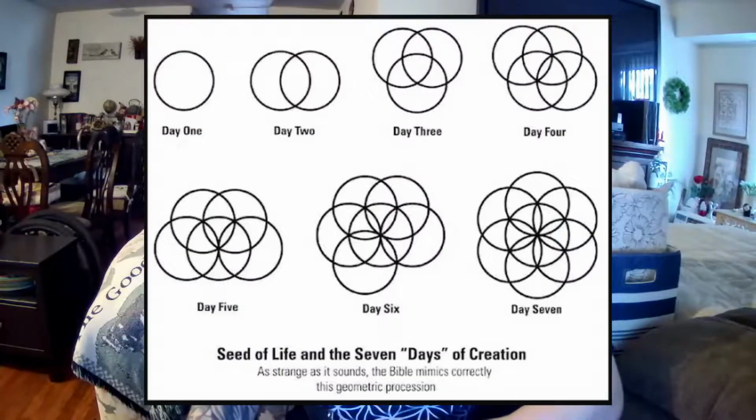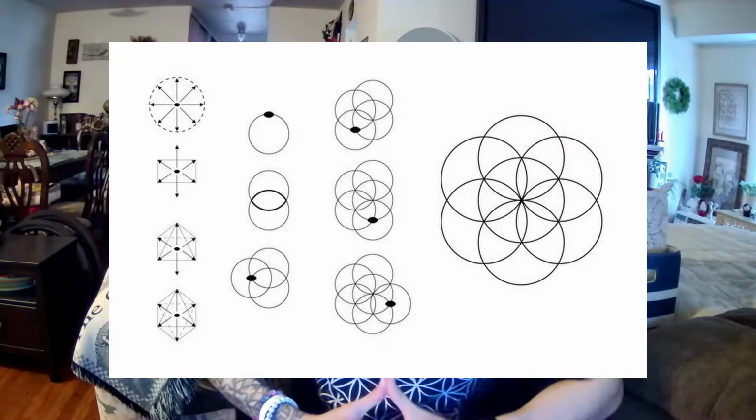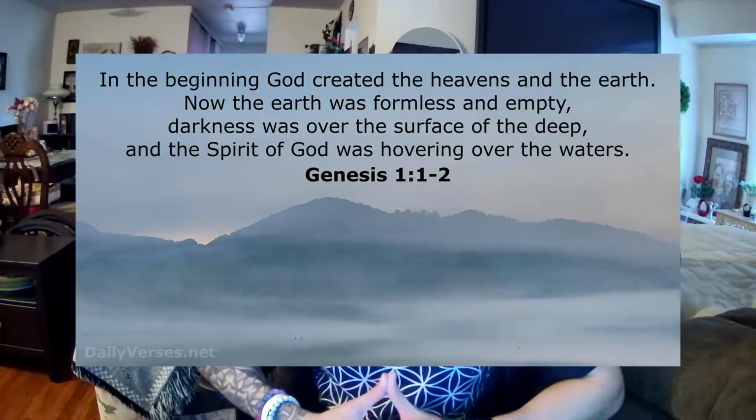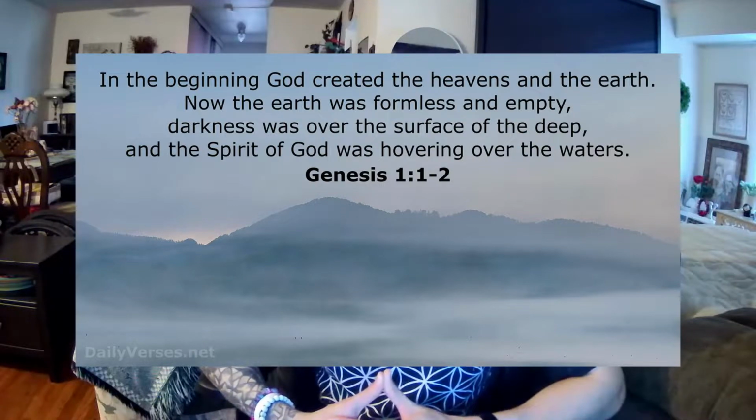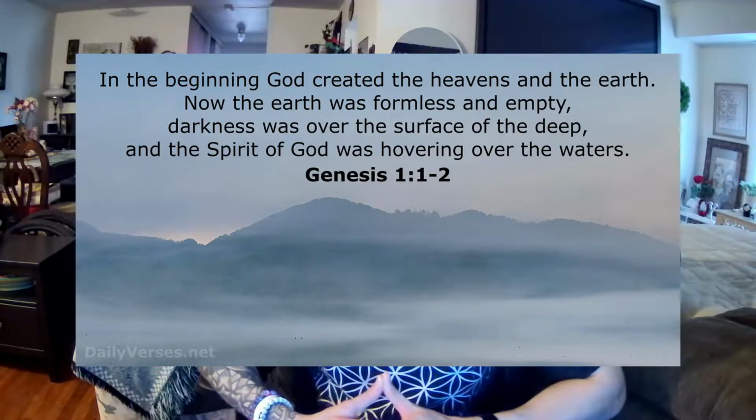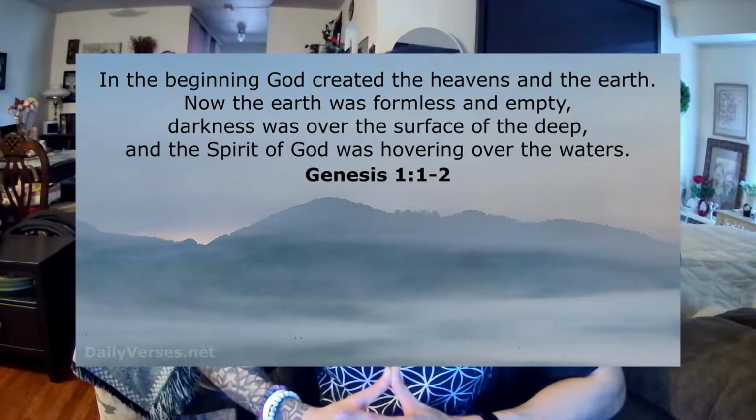As strange as this sounds, the Bible mimics correctly the geometric progression of the seed of life, because it's basically 6 circles with one in the middle, which creates the Genesis pattern. That's why it is called the Genesis pattern as well. And we can see in Genesis chapter 1, verses 1 through 2: In the beginning God created the heavens and the earth. Now the earth was formless and empty, and darkness was over the surface of the deep. And the Spirit of God was hovering over the waters.